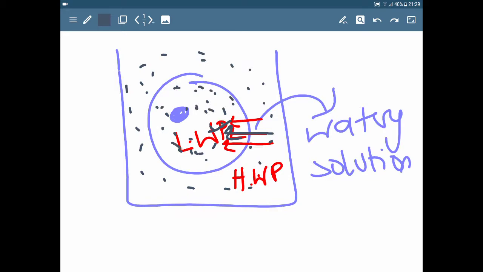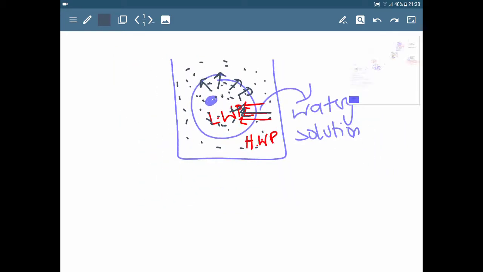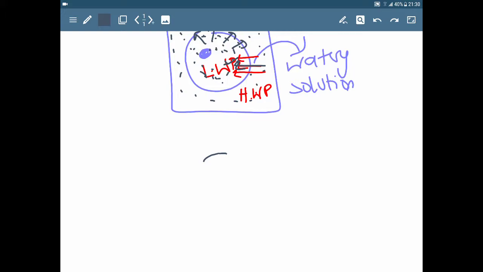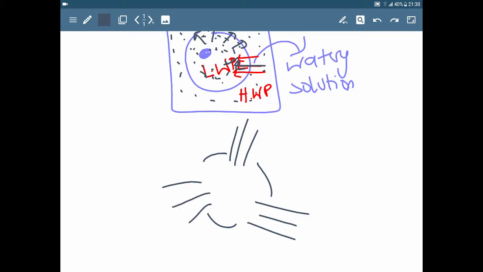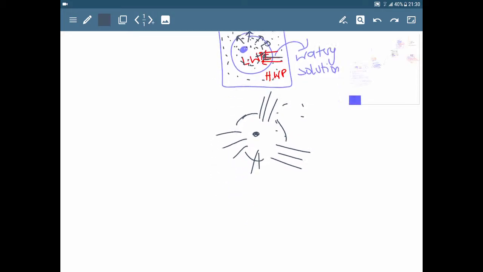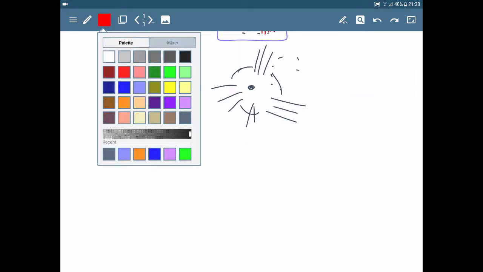Maybe the cell cannot hold enough water, so it enlarges and enlarges. Since it doesn't have a cell wall, it just bursts. I don't know how to draw it, but it's like this. There's water shooting out, and there's the nucleus in it, and there's water just smearing out. Anyways, so if I write down the steps, it's going to be like this.